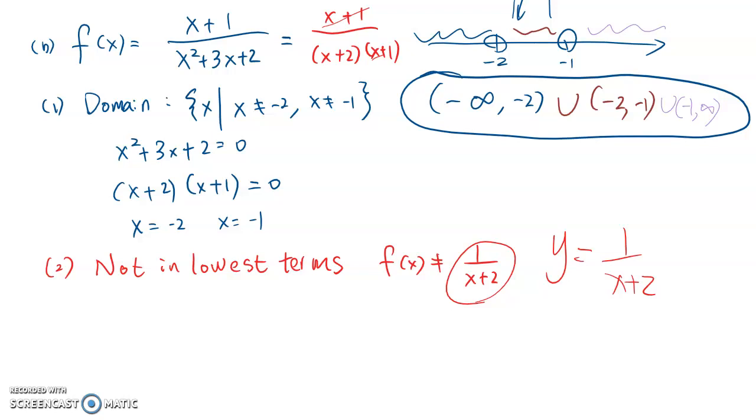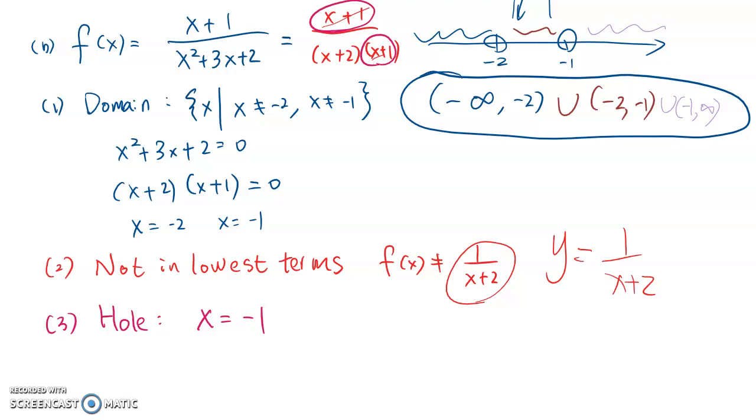So let's look at number 3. Does this function have any holes in the graph? The answer is yes. There is a hole. Where the hole is, is wherever the common factor of the numerator and the denominator is. So it happens at x equals -1. There is a hole.